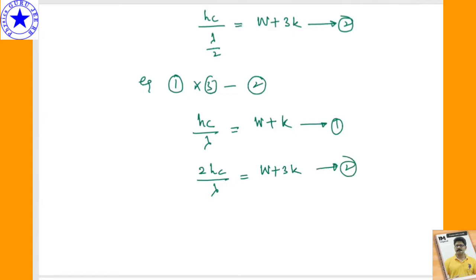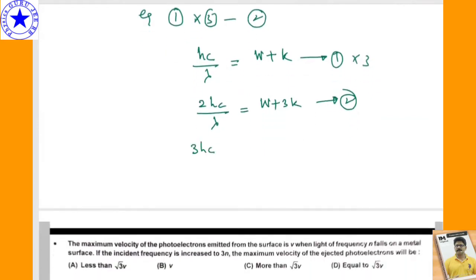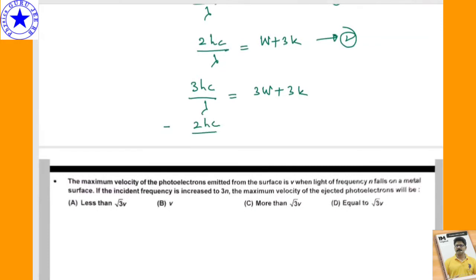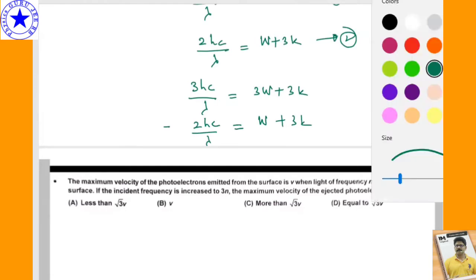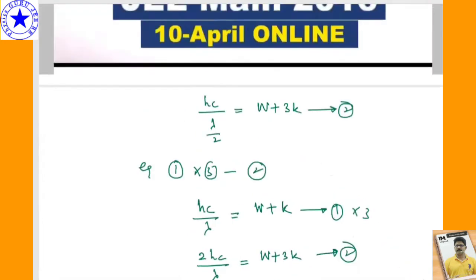So when I multiply this with 3, I can write here 3hc by lambda equals 3 lambda plus 3k minus 2hc by lambda equals lambda plus 3k. So these two will get cancelled. Here, 3hc by lambda minus 3 is minus 2hc by lambda, which is nothing but hc by lambda, which equals 2W, or W equals the work function, hc by 2 lambda. So any option is matching here.